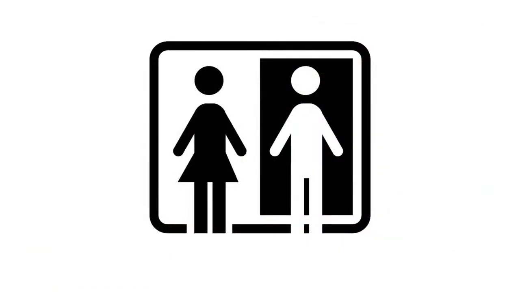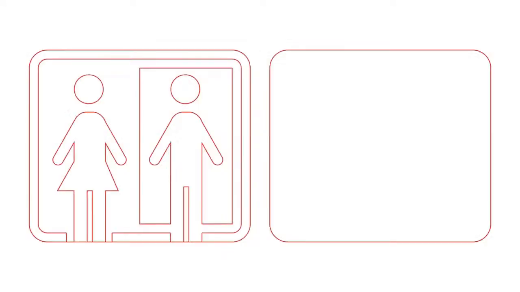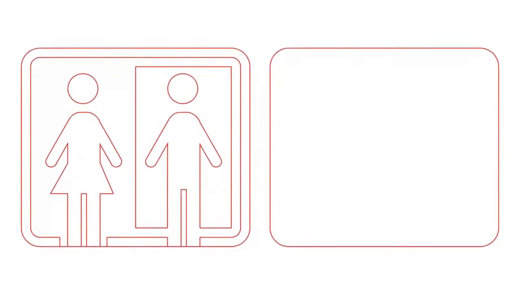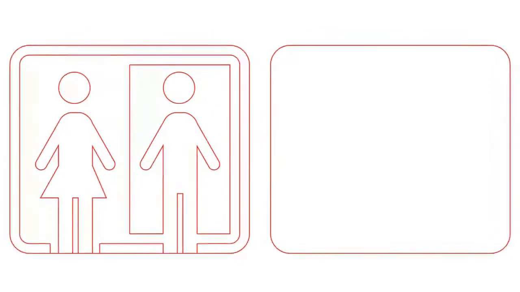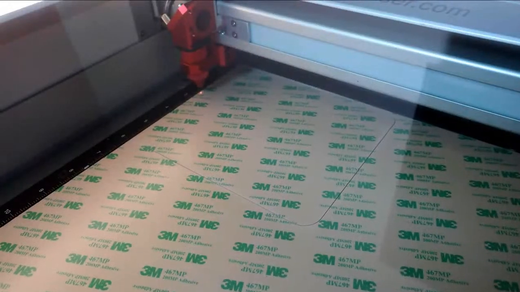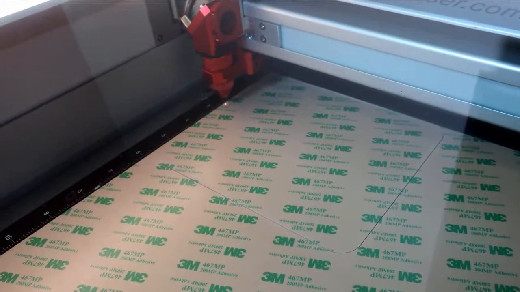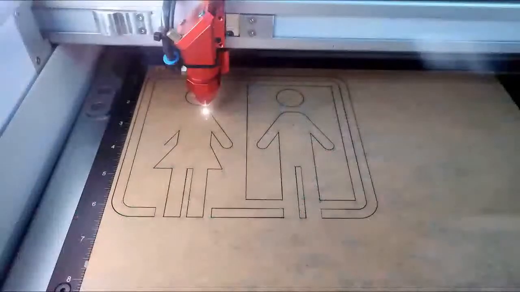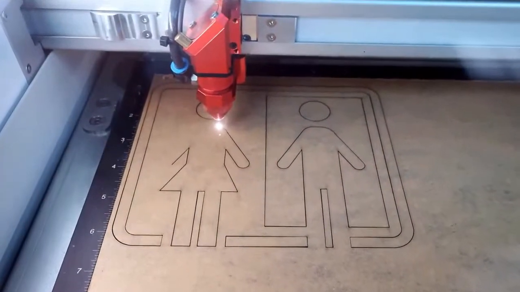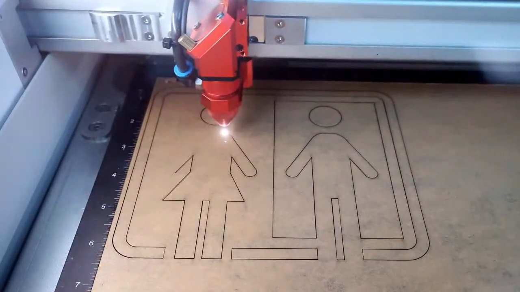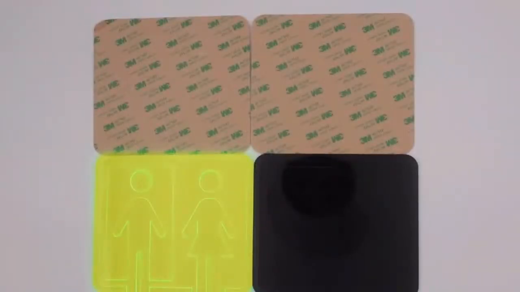A basic ADA sign, or inlay sign, would look something like this, where I've got just a basic outline. I convert it to an outline in my laser file. And then I go ahead and cut out two of each part. So I'm going to cut out a back plate with adhesive on it. And then I'm going to cut out two colors. In this case, it's going to be black and a neon green. And then I'm going to put them all side by side.